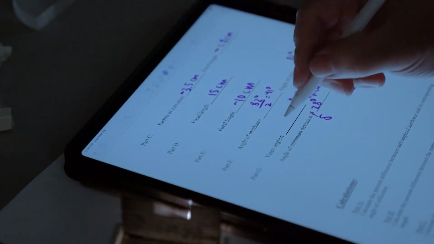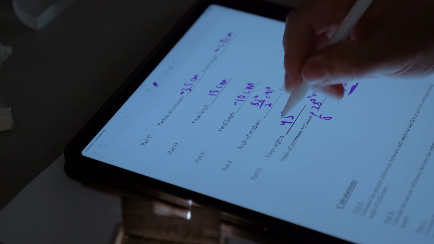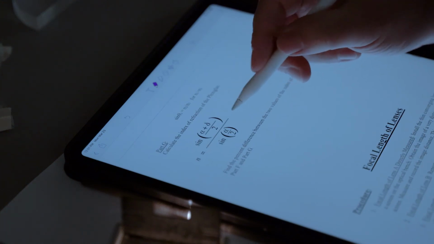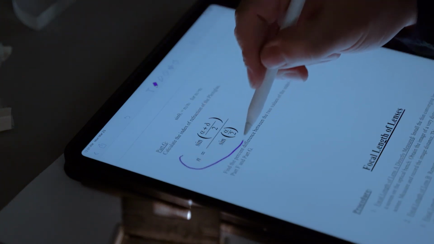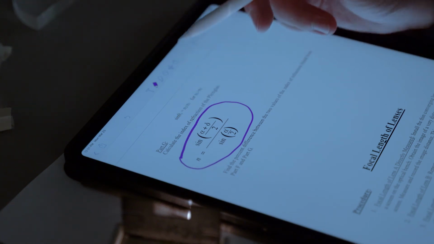So right here we have 45 degrees for alpha, and then for the angle of deviation, this is 28 degrees. And now you can just plug in these angles in here, and you can figure out the index of refraction for this prism. So that's it for part G for this experiment.